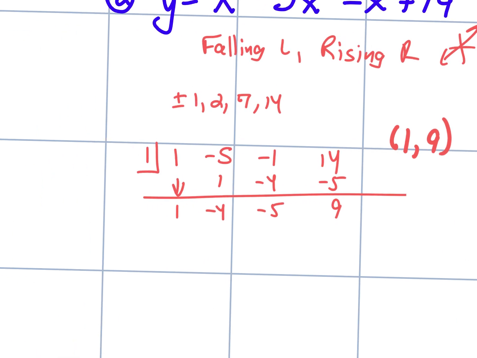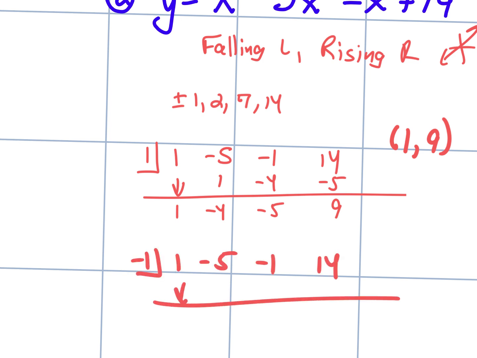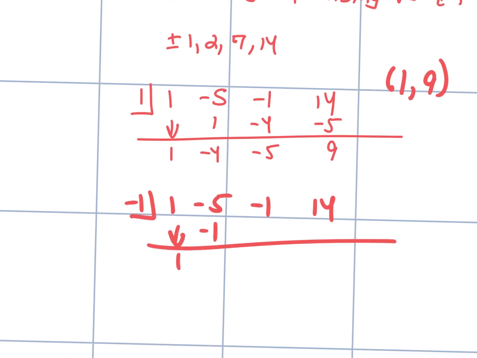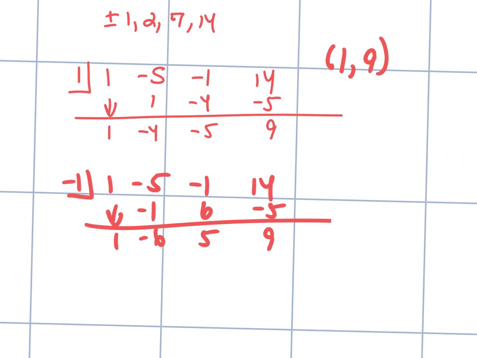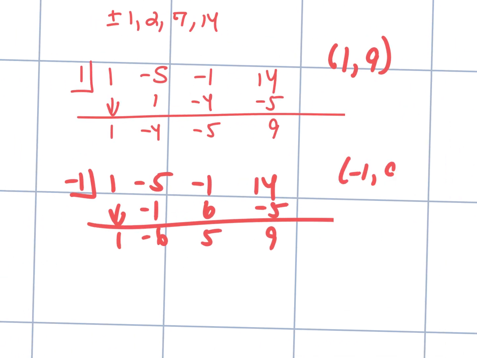So let's try negative 1. 1, negative 5, negative 1, 14. Negative 1. Negative 6, 6, 5, negative 5, 9. Is that a factor? Is this an x-intercept? No. But did I find another additional point that's on the graph? Yep. That's helpful.